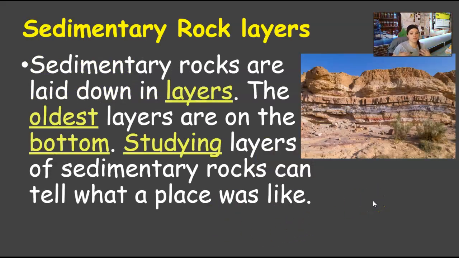All right, so then we have layers. Rocks have layers. Onions have layers. So these rocks, these sedimentary rocks, have layers just like this. Grand Canyon's great to see these. So sedimentary rocks are laid down in layers, meaning the oldest layers are on the bottom. They were laid down first. And then as you lay up, the top layer is the youngest. And by studying these different layers of sedimentary rocks, we can tell what the place was like a long time ago.